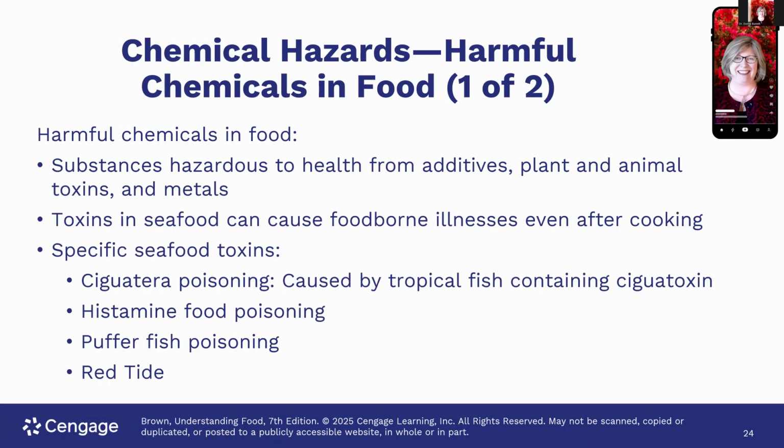Let's move on to chemical hazards. Harmful chemicals in food would be substances hazardous to health from additives, plant and animal toxins, and metals. Toxins in seafood can cause foodborne illnesses even after cooking. And here are some specific seafood toxins. You can see ciguatera poisoning caused by tropical fish containing ciguatoxin, histamine food poisoning, puffer fish poisoning, and red tide.